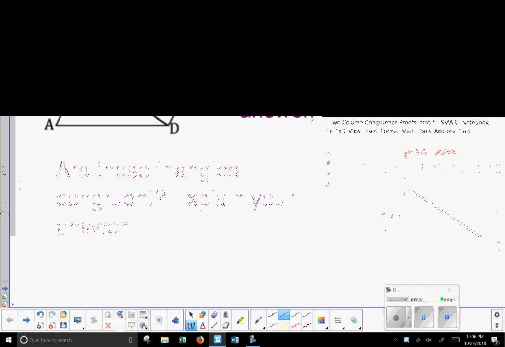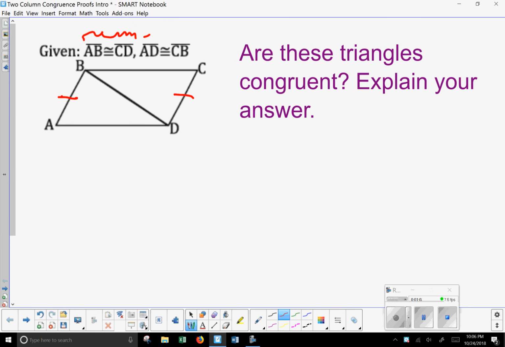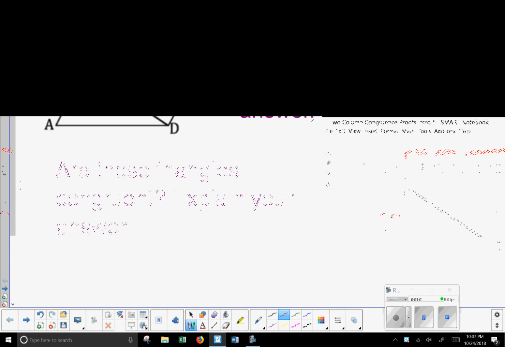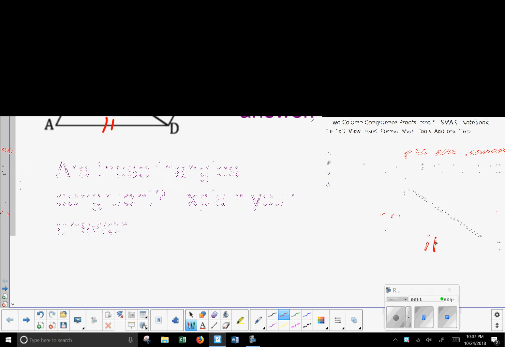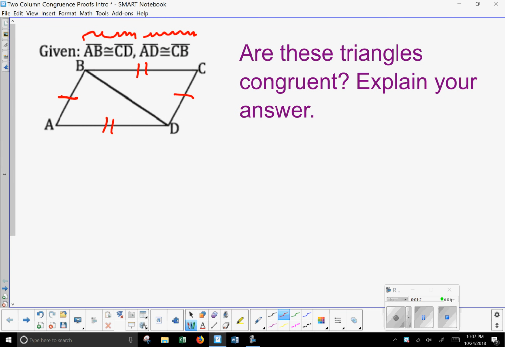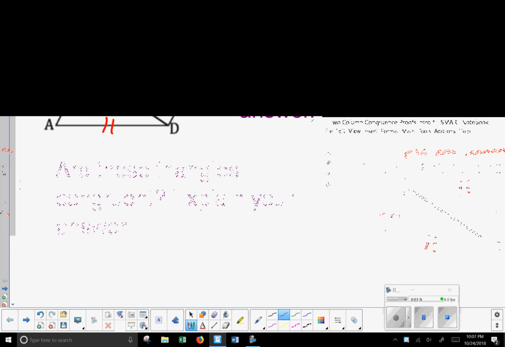What else did it tell me? Well, it also told me that segment AD was congruent to segment CB. So again, I can show that by using the hash marks, but this time I'm going to use two hash marks because it's a different congruency statement. So the only difference here is that I didn't actually mark the figure and give it to you marked. This time you had to take the information and mark it.